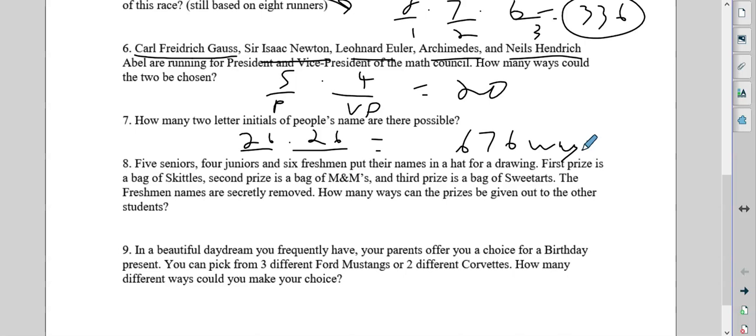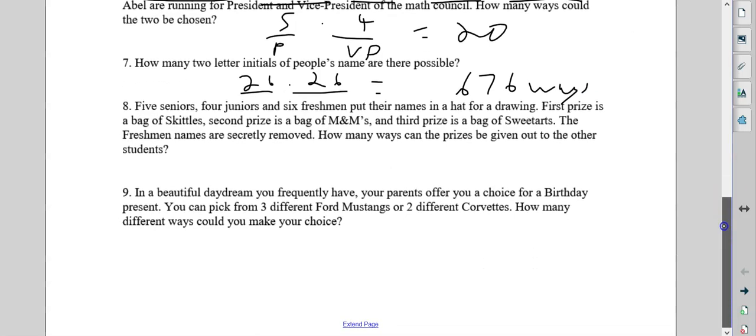Because you could have AA, AB, AC, AD, all the way down to AZ, and you could have AZ all the way down to ZZ, and everything in between. Number 8.